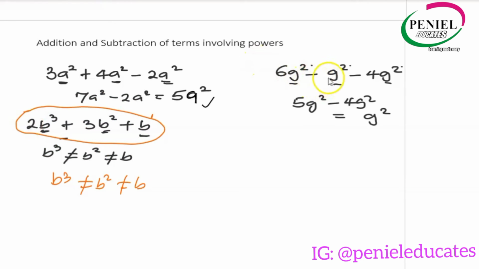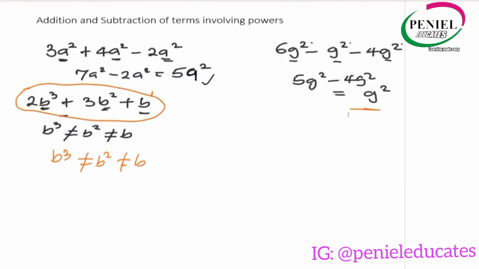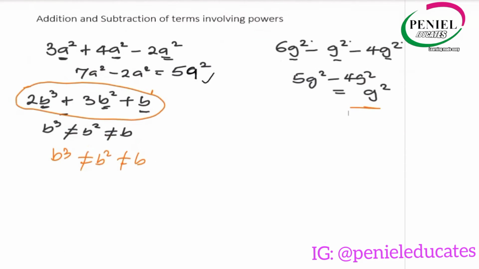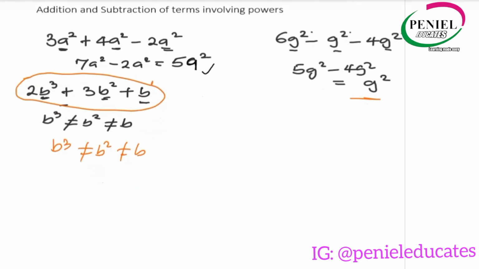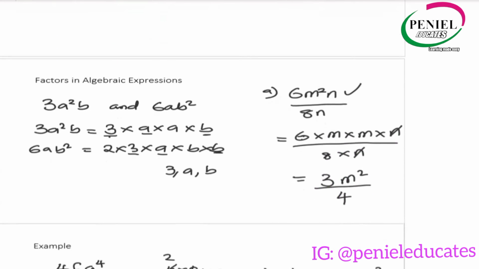We have 6g square minus g square minus 4g square. These are similar. So 6g square minus g square is going to give you 5g square, minus 4g square, and it's going to give you g square. All right, that is addition and subtraction of terms involving powers.